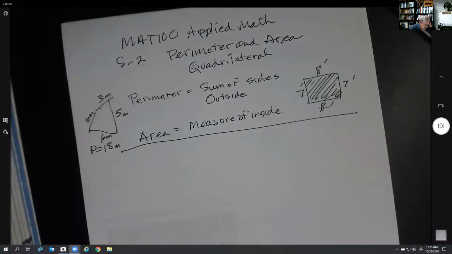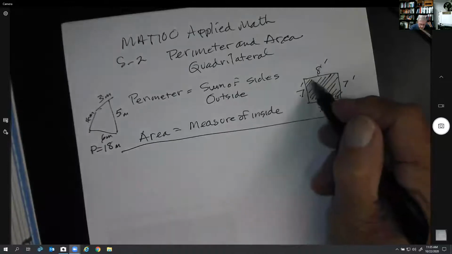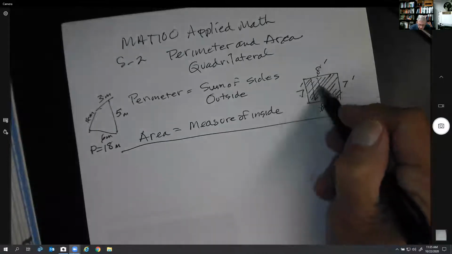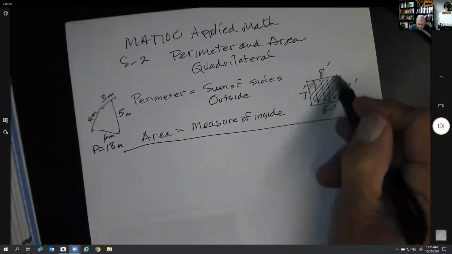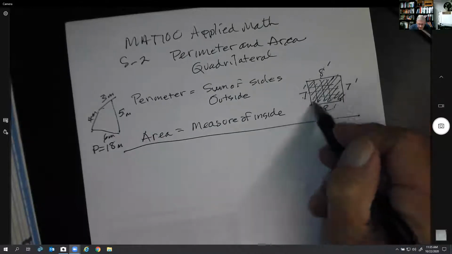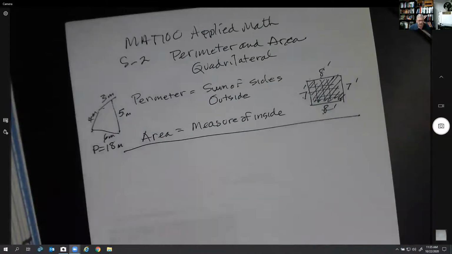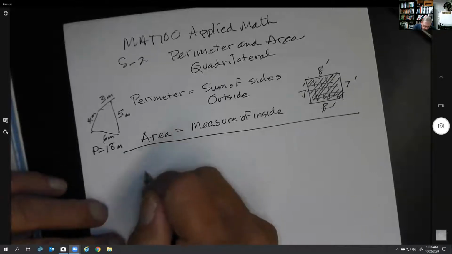Now, let's get into the area. The area is the measure. If we could divide this all up into little squares, 8 squares this way and 7 squares this way, we could count up all those squares. But that's sometimes difficult to do. So instead of doing all that work, what we want to try to do is figure out a formula for it. So let's start out with a rectangle.